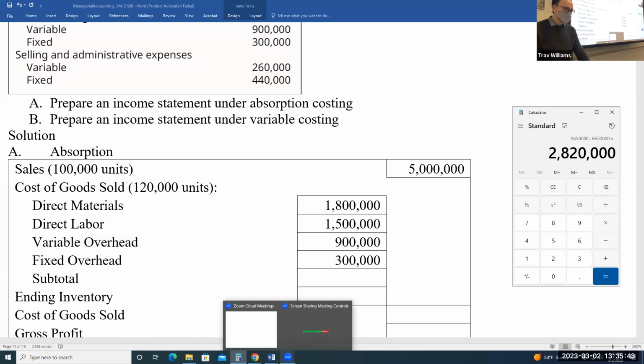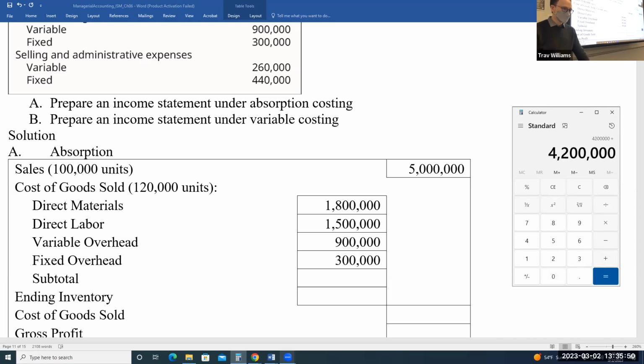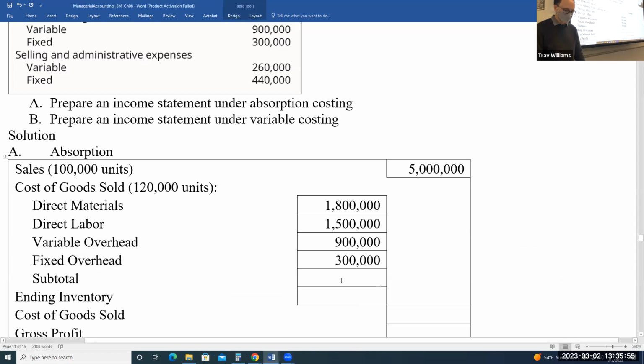To get a total, we just add up all the costs. So 4,500,000 is our total manufacturing costs for the period. But remember, we didn't sell all of that product. We only sold 100,000 units. So if this is based on 120,000 units, how do we figure out the cost of 100,000 units?